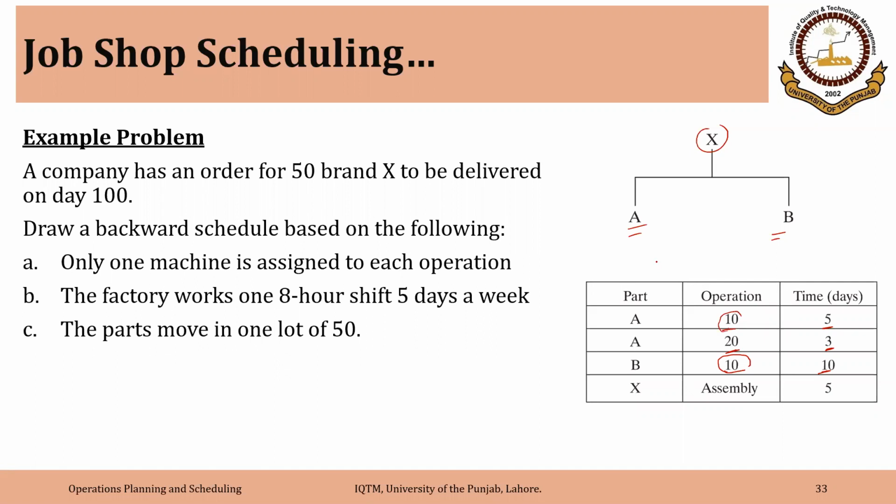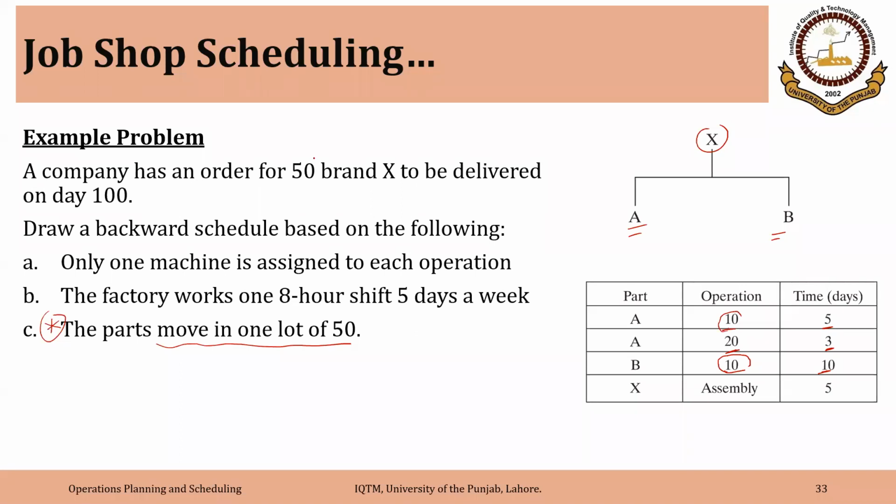But we will see if that is not the case, what we can do. The factory works one 8-hour shift 5 days a week. The parts move in one lot of 100. And this point is also very important, and we will come back to it. What is meant by this is that the parts move in a certain quantity.